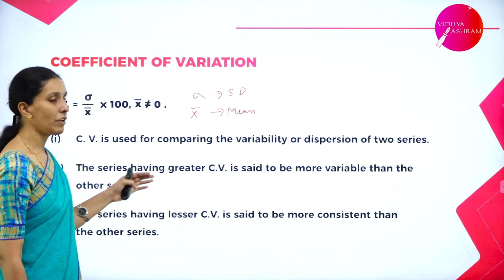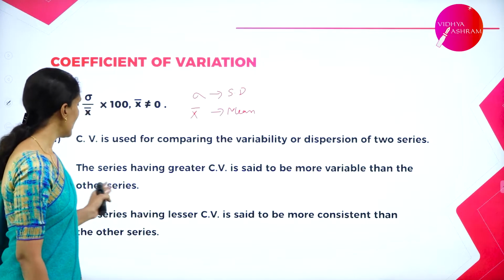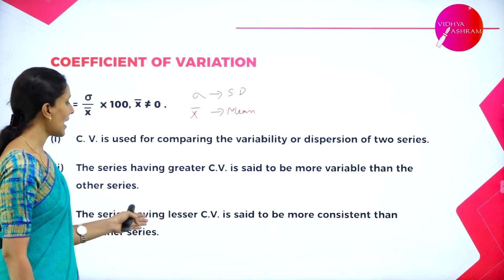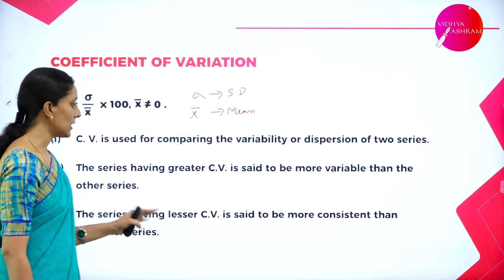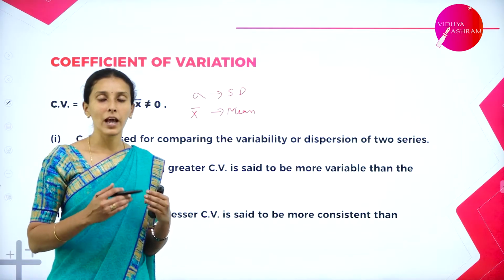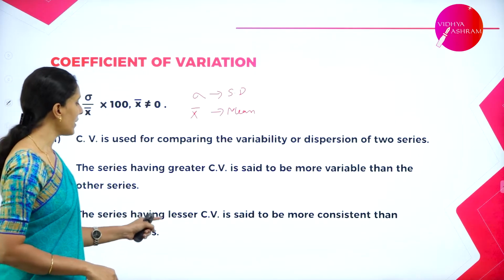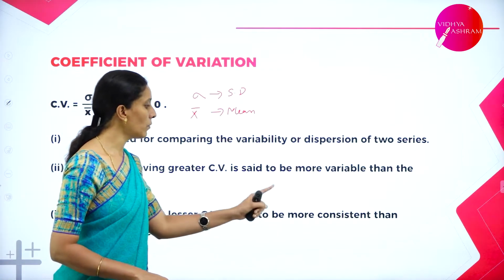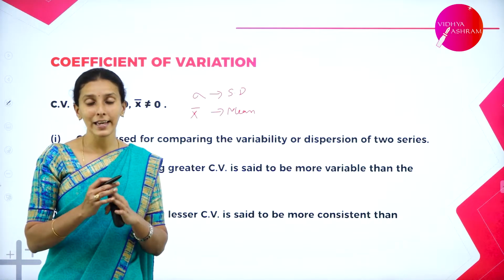The series having greater CV is said to be more variable than the other series. The series having lesser CV is said to be more consistent than the other series. More consistent means we can believe the data. Consistency means we can rely on the data.